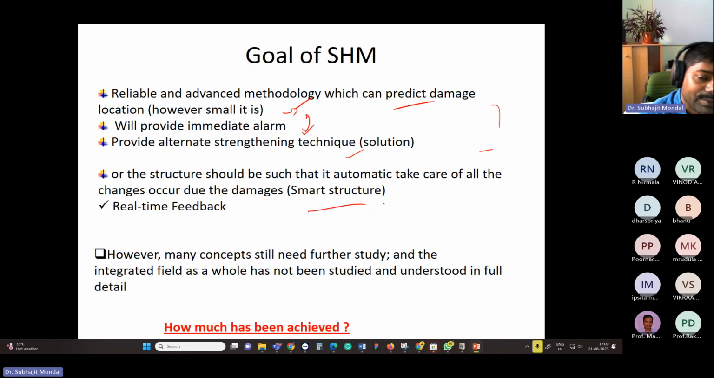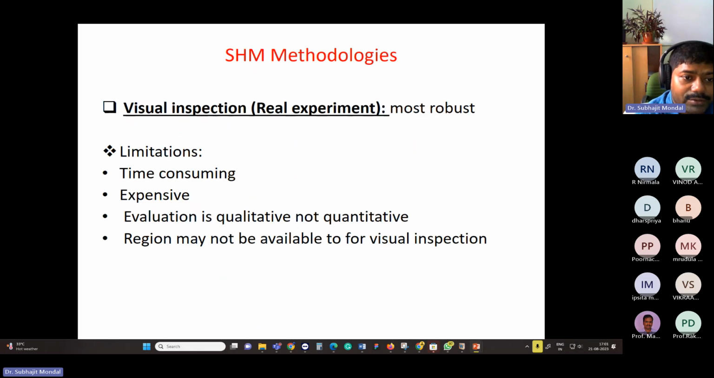Now we also have smart structures where we can have a feedback loop. We capture data in a continuous manner, and from the real time data we can see. But again, what I want to emphasize is that though structural health monitoring is a topic which has been discussed for a long period of time, there is still very much scope to do some research. In the next slide I will discuss what we can do and what limitations we have.